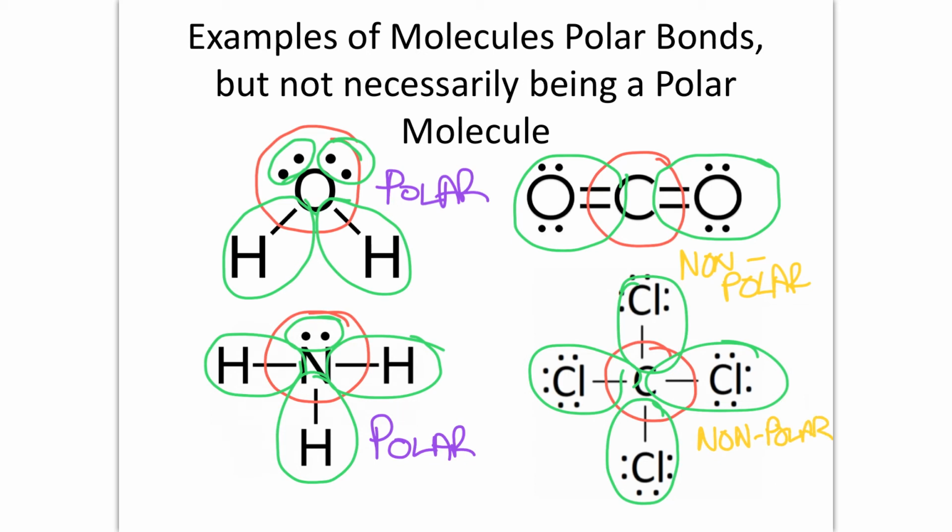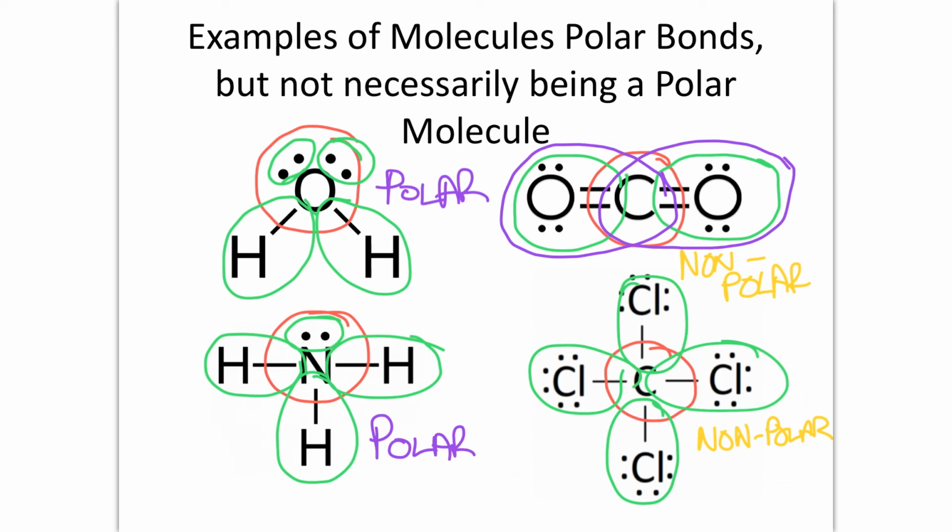Now, here's an example of when you have polar bonds, but not polar molecules. All right, so let's look at this real quick. Let's circle the polar bond here. Here's my polar bond right there. Okay? And let's circle the other polar bond right there. Okay? So now we're going to look at both polar.